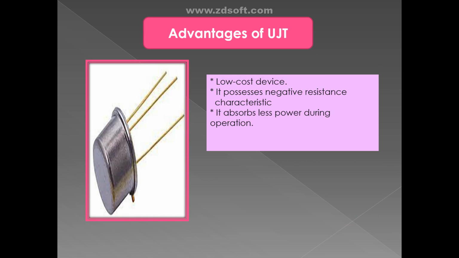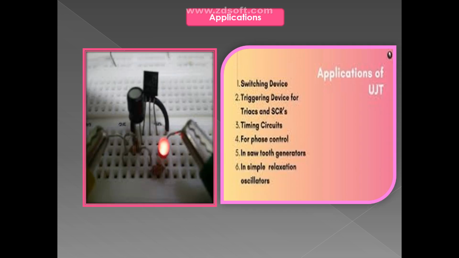Advantages of UJT: low cost device, excellent characteristics, low power absorbing device under normal operating condition. Applications: trigger device for SCR and triac, non-sinusoidal oscillator, sawtooth generator, phase control and timing circuits.